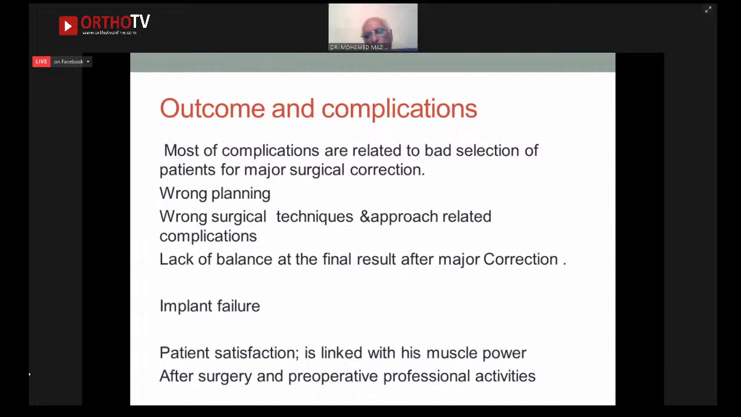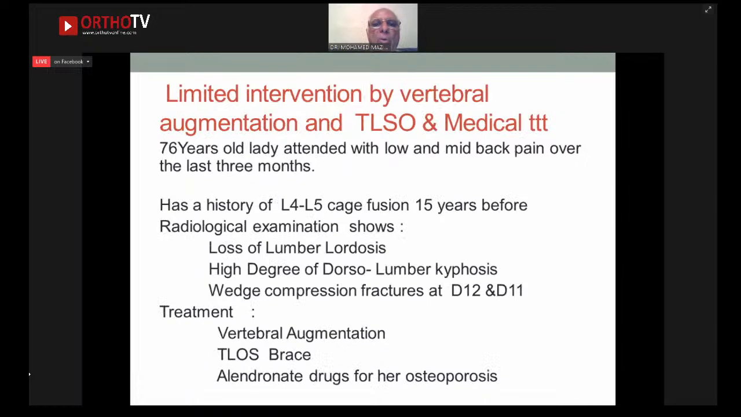Limited intervention by vertebral augmentation and slow medical treatment, brace. I have a case like this. You will see a 76-year-old lady attended with low and mid back pain over the last 3 months. At this time, she had this operation about 10 years ago. She has a history of L4-5 fusion 15 years before I saw her. Radiological examination shows loss of lumbar lordosis, high degree of dorsolumbar kyphosis, wedge compression fracture at dorsal 12 and dorsal 11, and this was the source of her recent pain. But the deformity is clear, and she has previous surgery.